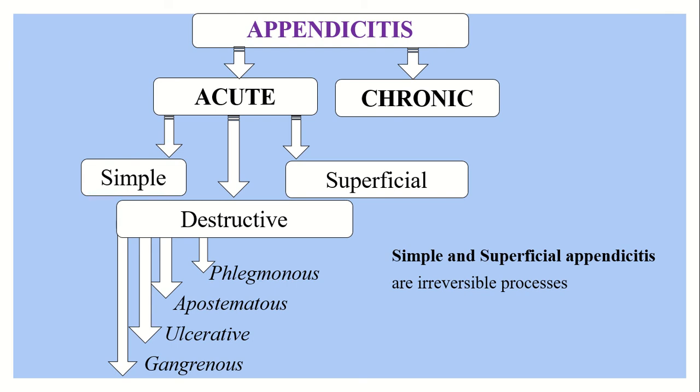In the clinics, we use the term acute appendicitis. Before, chronic appendicitis was not accepted, but now it is accepted by clinicians and pathologists. There are three types of acute appendicitis: simple, superficial, and destructive. The simple and superficial appendicitis are reversible processes, but the destructive process is not reversible. It continues as phlegmonous, apostematous, ulcerative, and gangrenous processes.